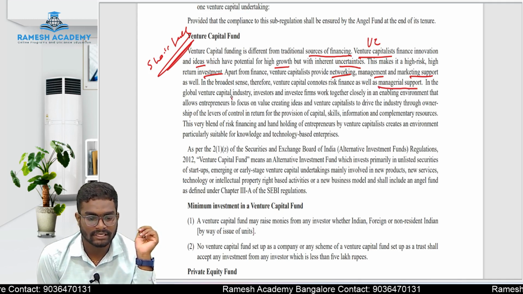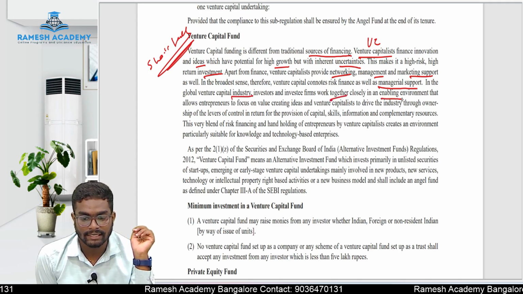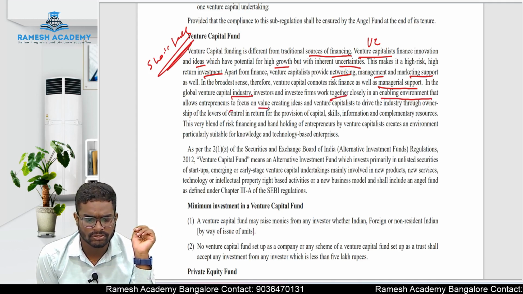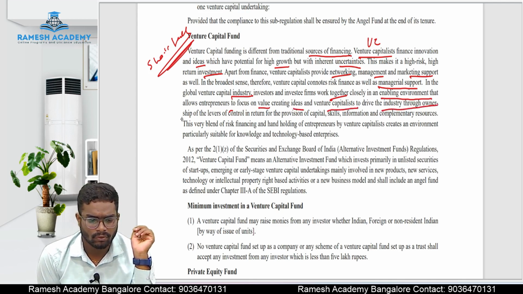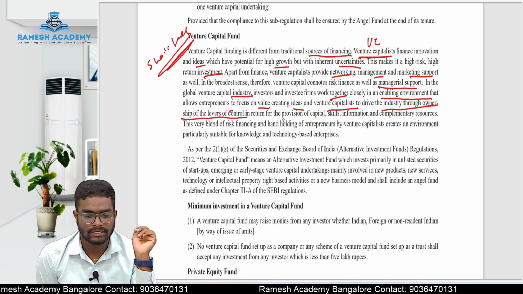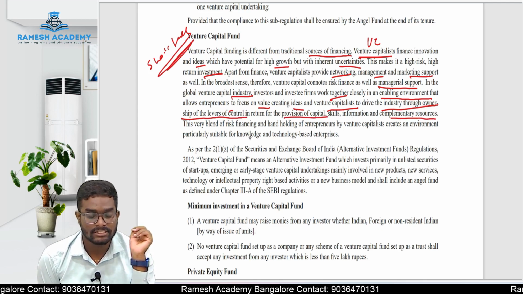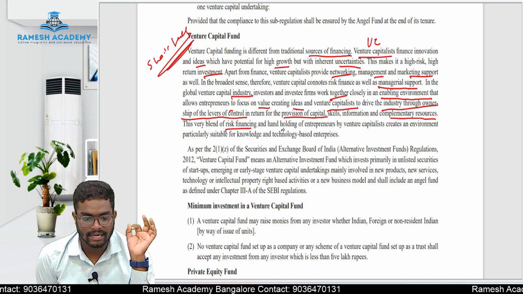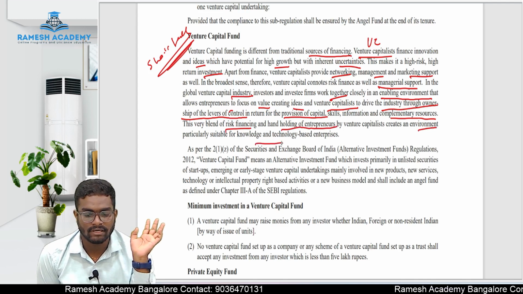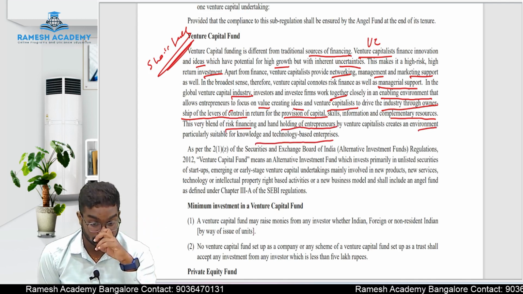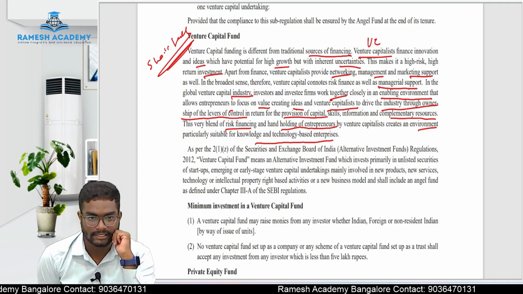In the global venture capital industry, investors and investee firms work together closely in an enabling environment that allows entrepreneurs to focus on value creating ideas, and venture capitalists to drive industry through ownership of levers of control in return for provision of capital, skills, information and complementary resources. This is a blend of risk financing and hand holding of entrepreneurs by venture capitalists to create an environment particularly suitable for knowledge and technology based enterprises. So they'll do hand holding also, they'll take a risk also. That is the reason they expect more return.